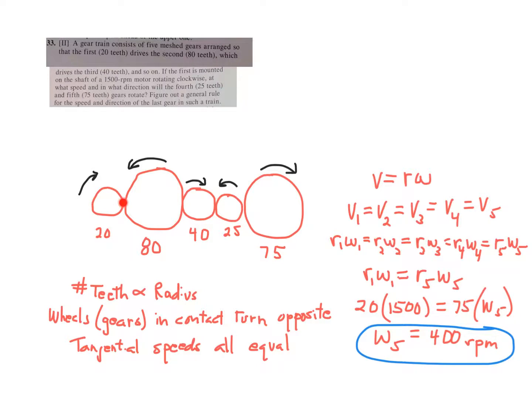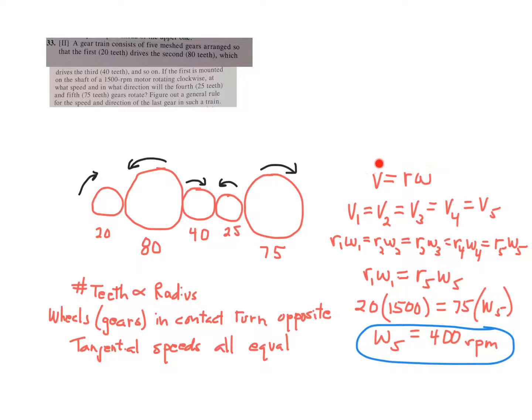with the same tangential speed at that point of contact, which is one of the other principles down here at the bottom. The tangential speeds are all equal for every wheel. The point of contact has the same tangential speed. So with that in mind, it's very easy.